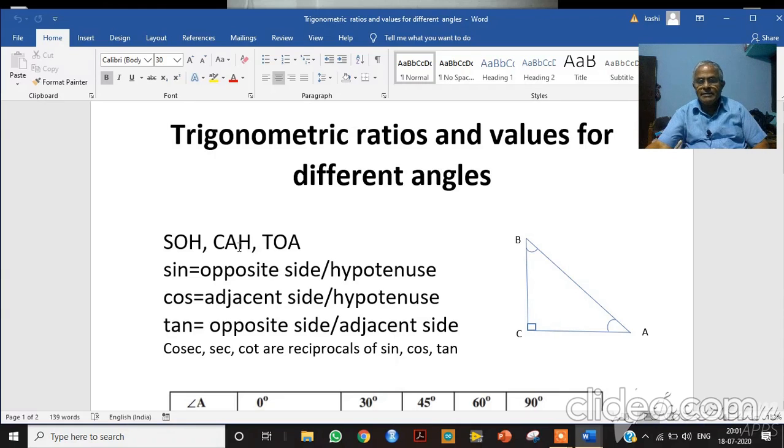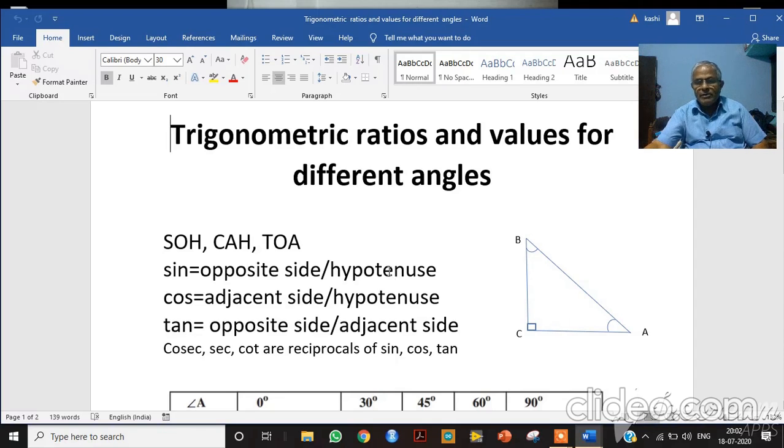For the cos function you have to remember: A is for adjacent side, C is for cos, H is for hypotenuse. So the cos function is adjacent side by hypotenuse. You have to remember it as CAH. And for the tan function, O is opposite side by A is adjacent side. So you have to remember these three combinations. Then you will never forget these sine, cos, tan functions.